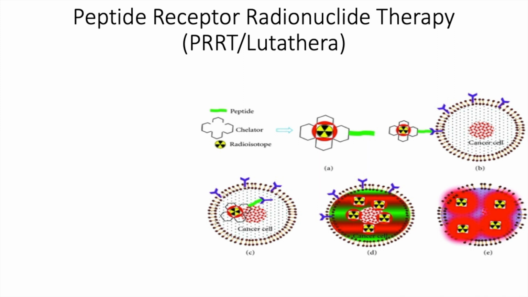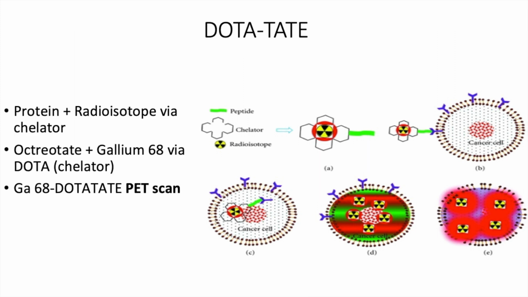And then the final thing I want to touch on is the new kind of fancy treatment for these, which is called peptide receptor radionucleotide therapy, or PRRT. The brand name is Lutathera. This is based on the same concept as the dotatate scan. So you remember this picture from before. You had a peptide, chelator, and radioisotope.